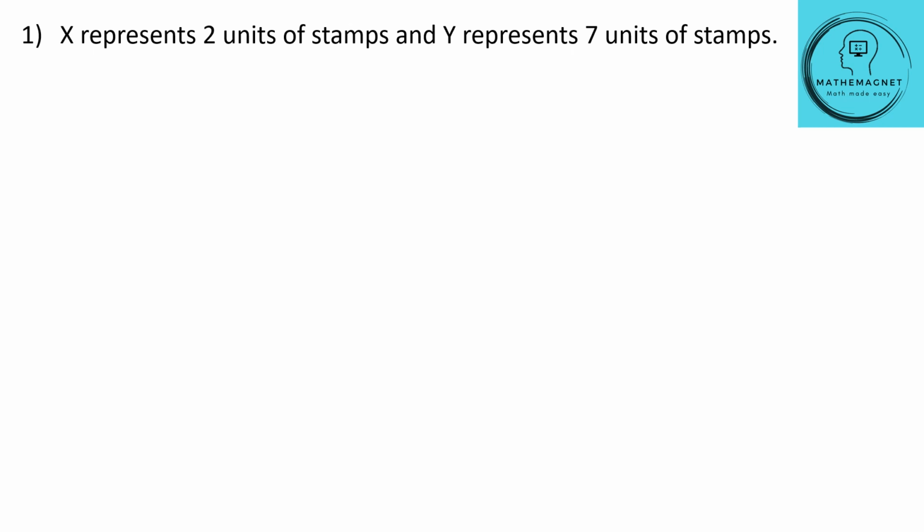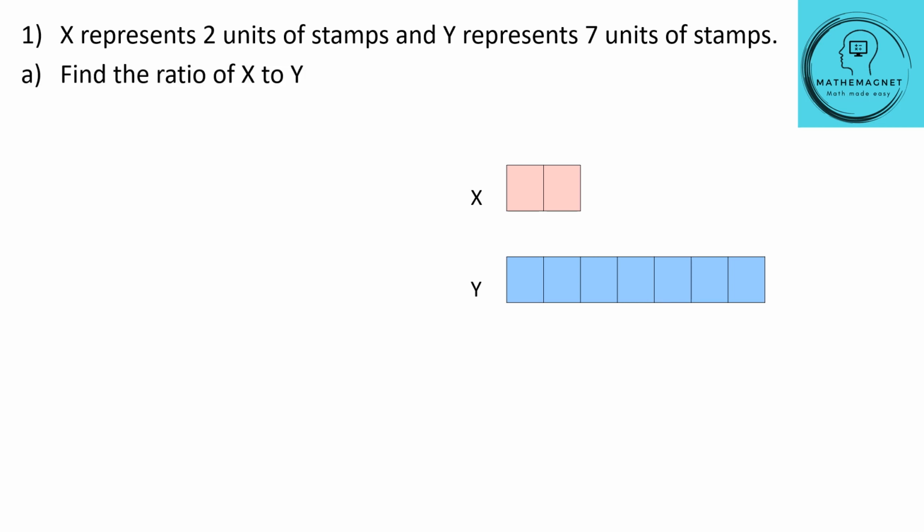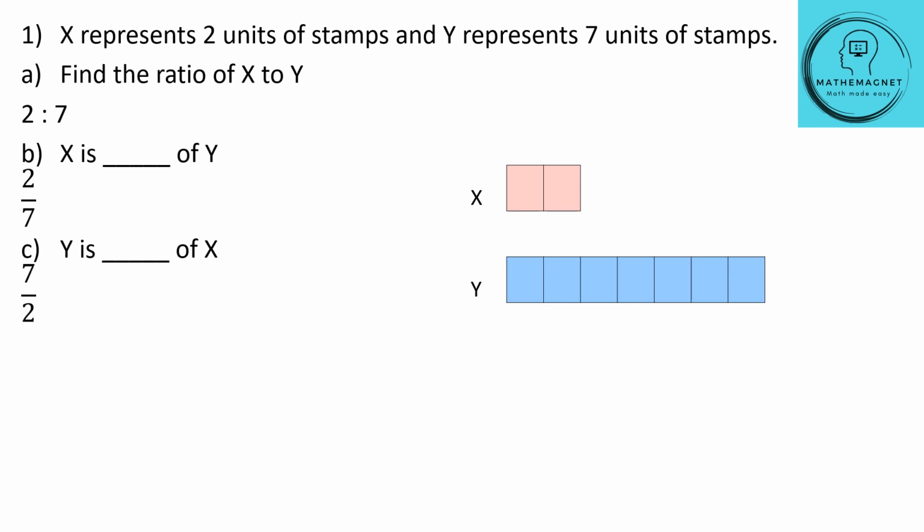Question number 1. X represents 2 units of stamps and Y represents 7 units of stamps. Question A, find the ratio of X to Y. That will be 2:7. Question B, X is dash of Y. You will have to mention it as a fraction, which is 2/7 of Y. And question C, Y is dash of X, which we need to mention in fraction, which is 7/2 of X. Y is 7/2 of X.